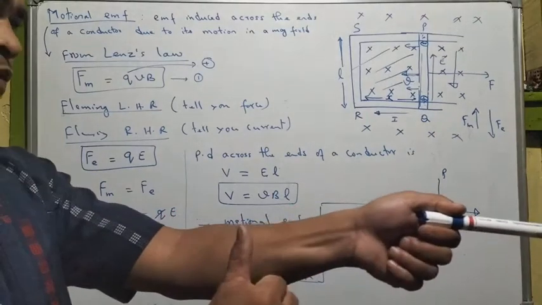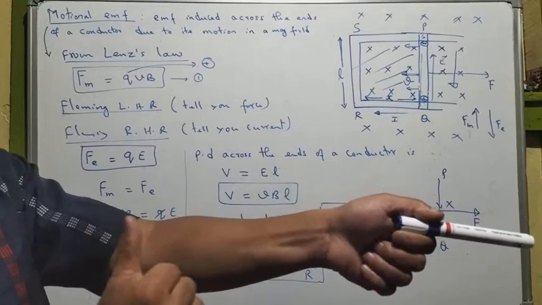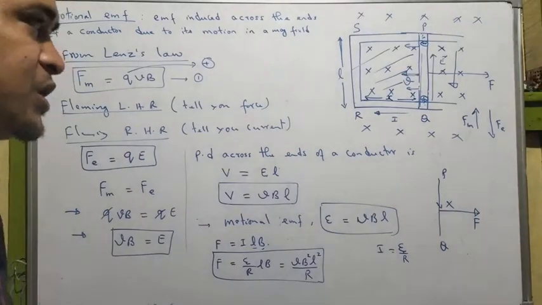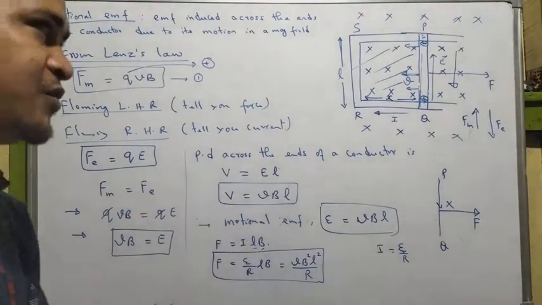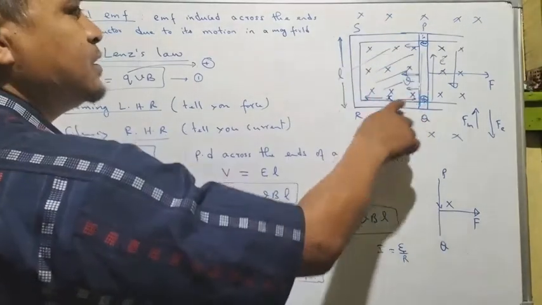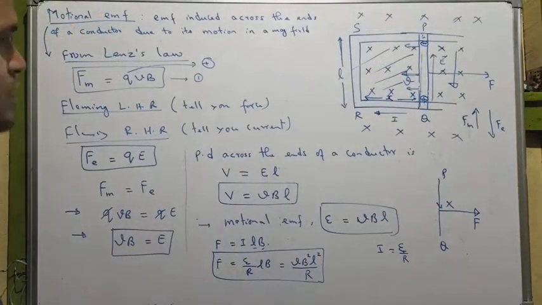So that work which you actually spend to push the conductor this side will be converted into energy, and that energy is the electrical energy. And that is why we have electric current flow in the closed loop of the conductor, right? So this is nothing but Lenz's law, because Lenz's law says that a current will flow in such a direction so as to oppose the motion or the cause that produces it.